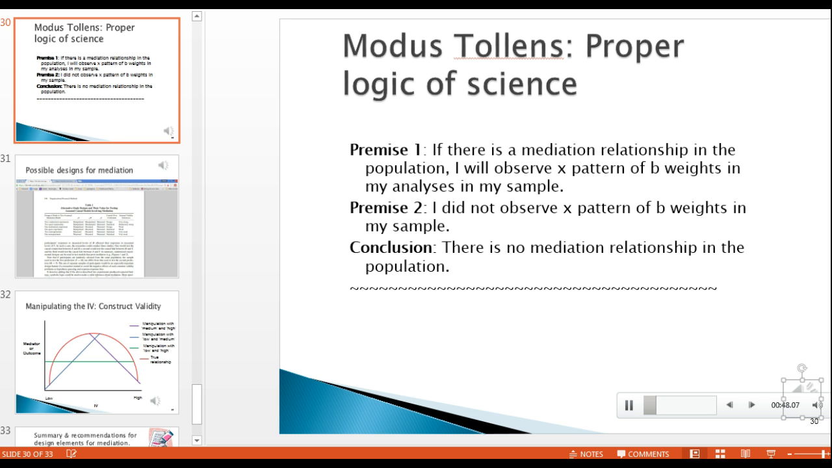If there is a mediation relationship in the population, I will observe this certain pattern of B weights in my analysis. Premise 2: I did not observe that pattern of B weights that I expected to see. Now, premise 2 may be false due to type 2 error, but assuming they're both true, then the conclusion necessarily follows, that means it's always going to be true, it never can lie. The conclusion is that we can say there's no mediation relationship in the population.